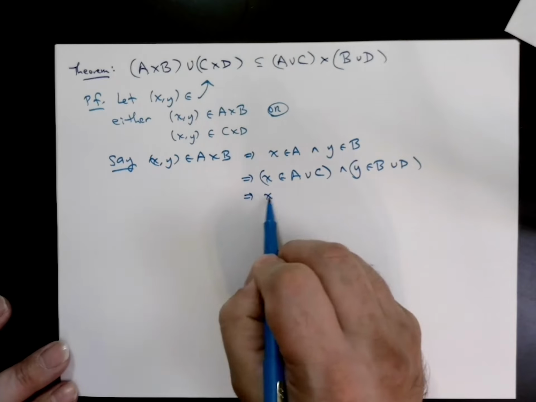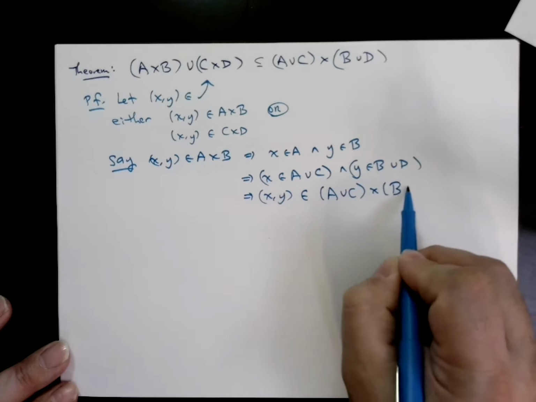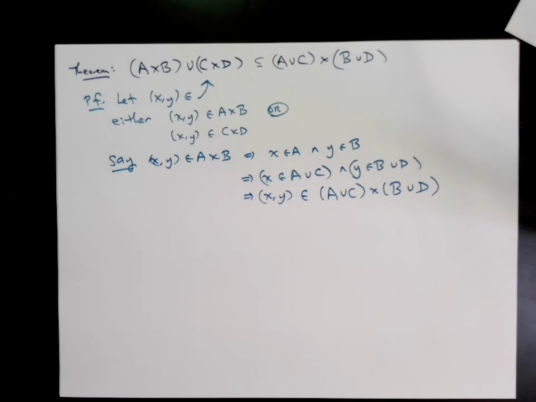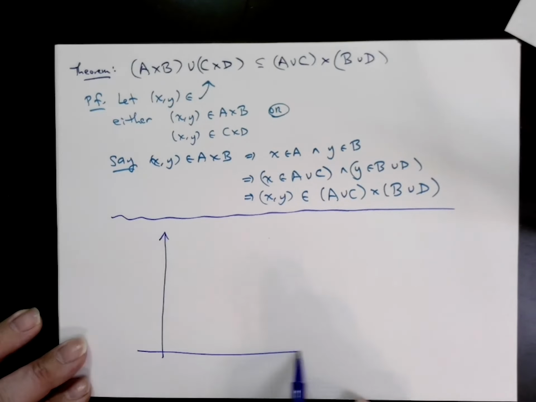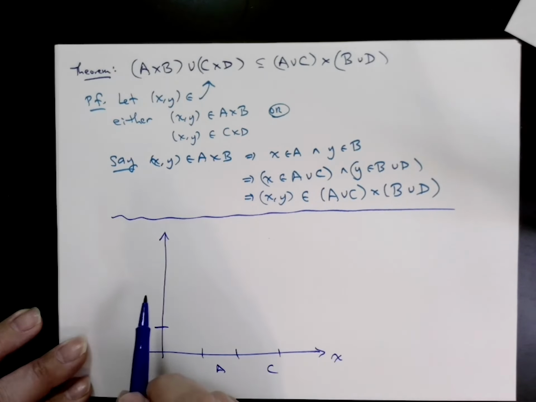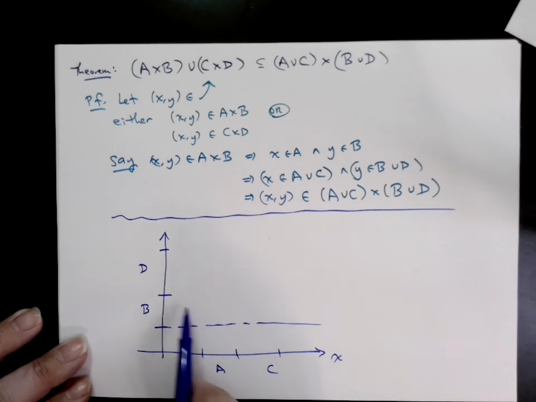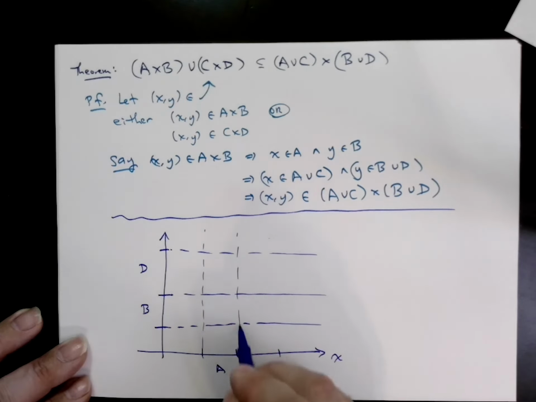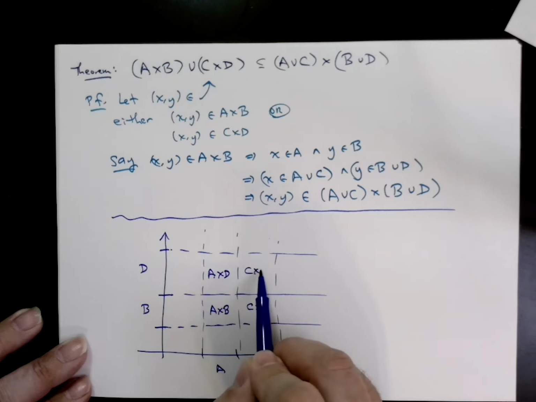Let's do this by cases. Assume that XY is in A times B. That means X is in A and Y is in B. But then, of course, X is in A union C and Y is in B union D, and therefore XY is in the right-hand side. The case where XY is in C times D is very similar.